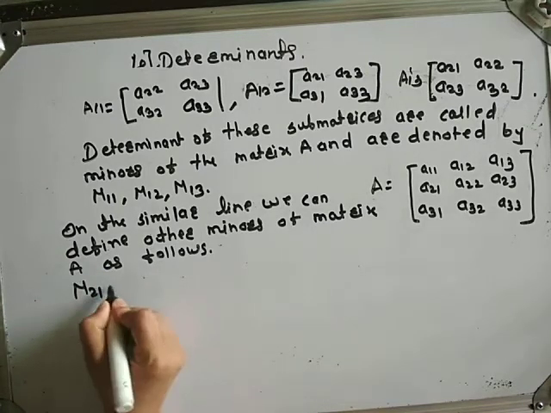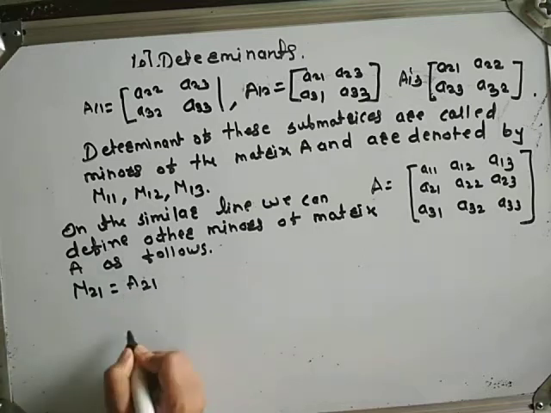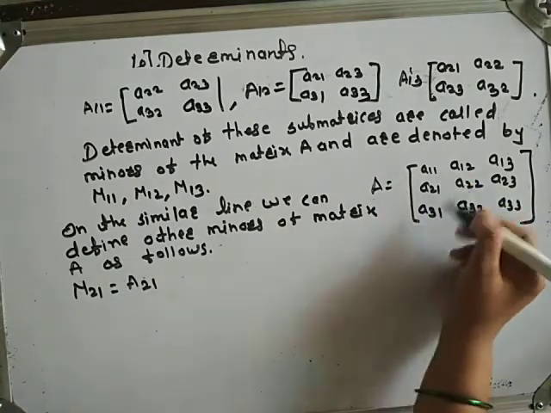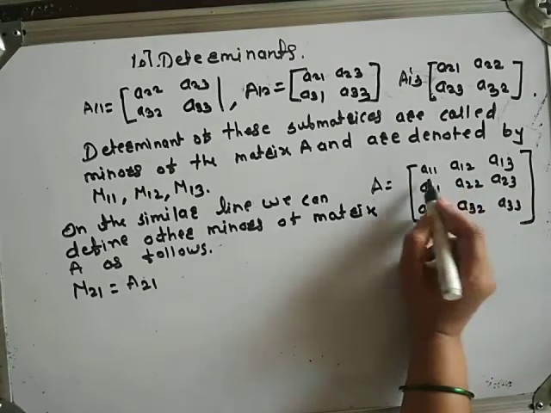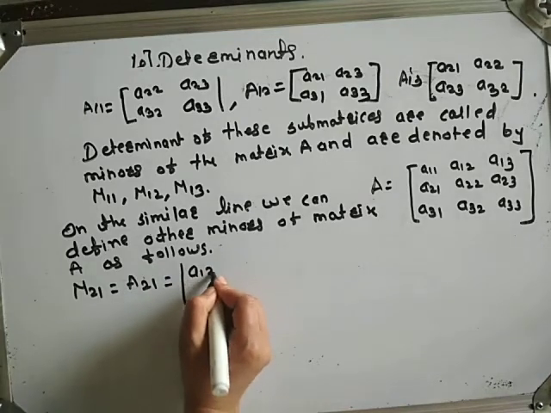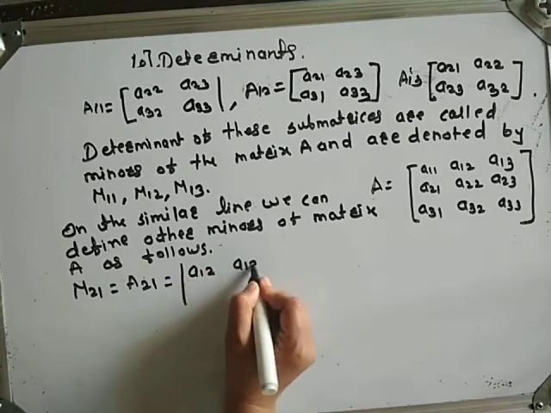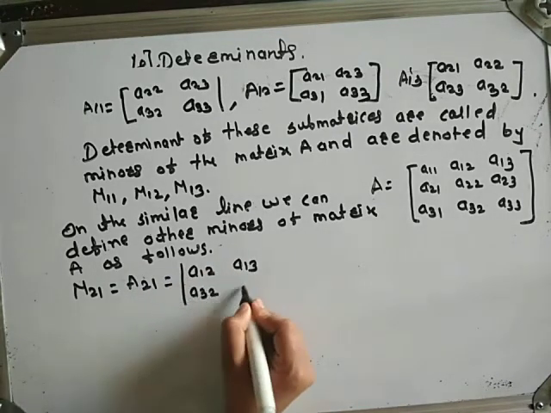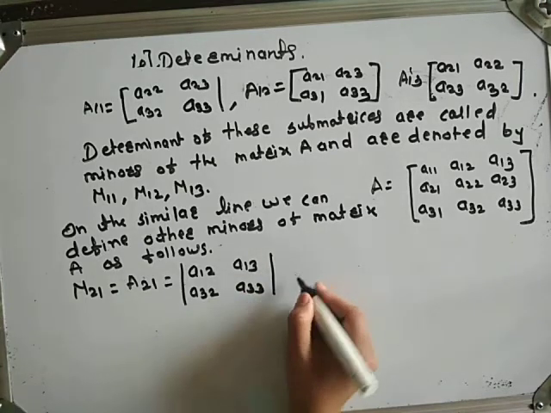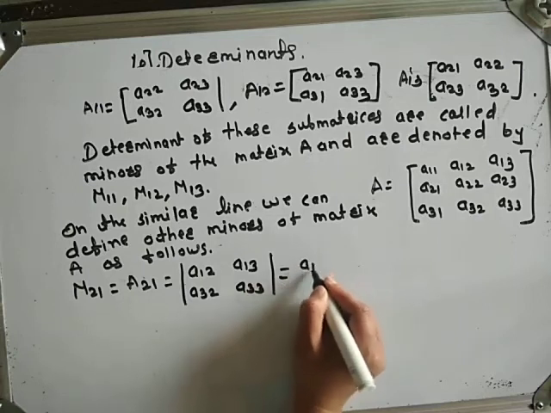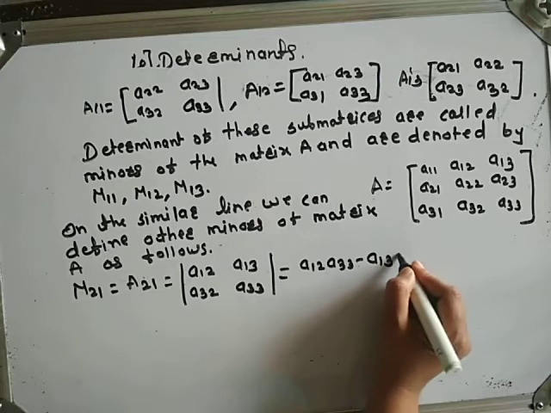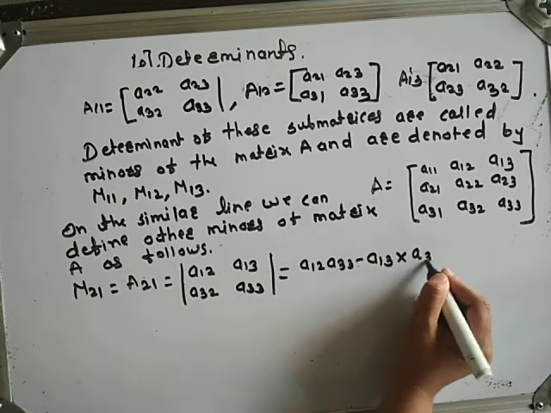Capital M21 is equal to the determinant of A21. Delete the first column and second row. So the remaining submatrix is A12, A13, A32, A33. Take the determinant of this matrix: A12 into A33 minus A13 into A32.